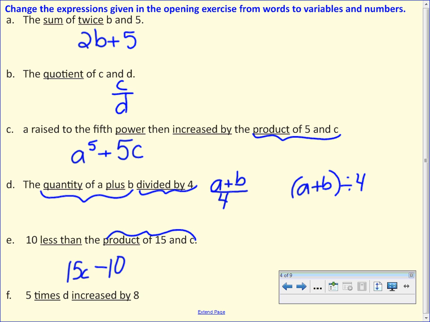Now, for F, you should have underlined times and increased by, because those are the key math vocabulary words. So 5 times D increased by 8. So we have 5 times D increased by 8. Questions on that? Okay.